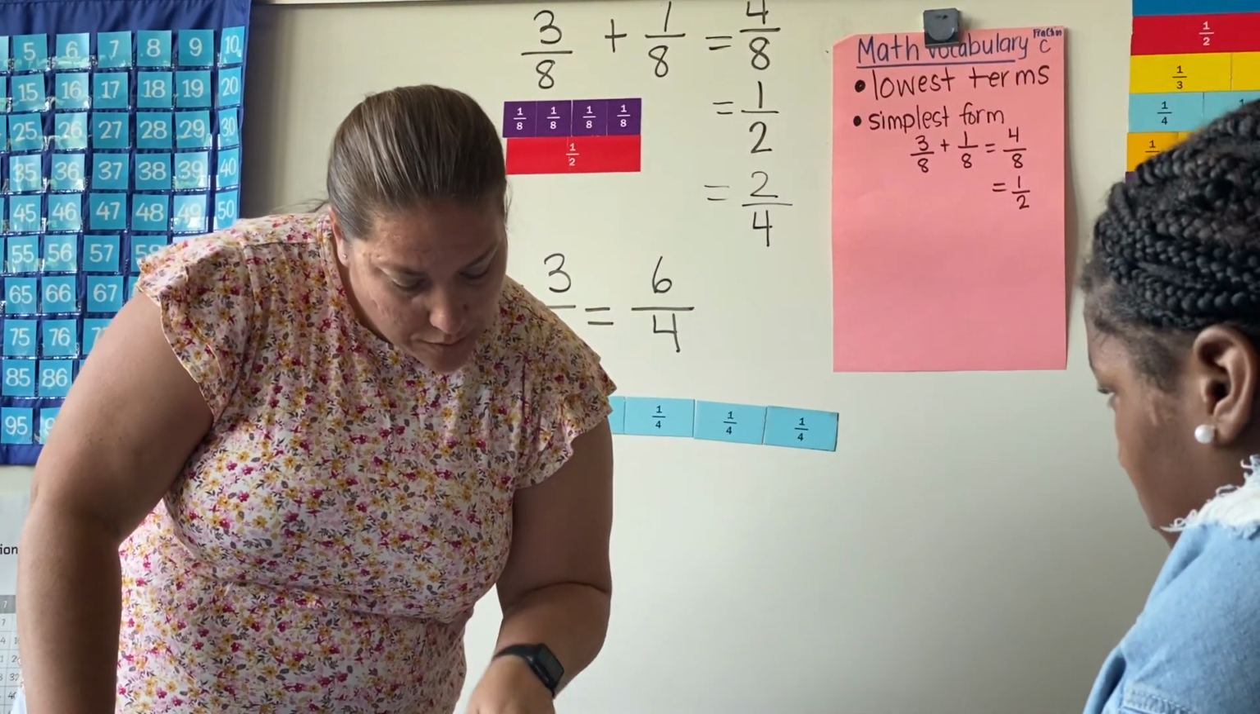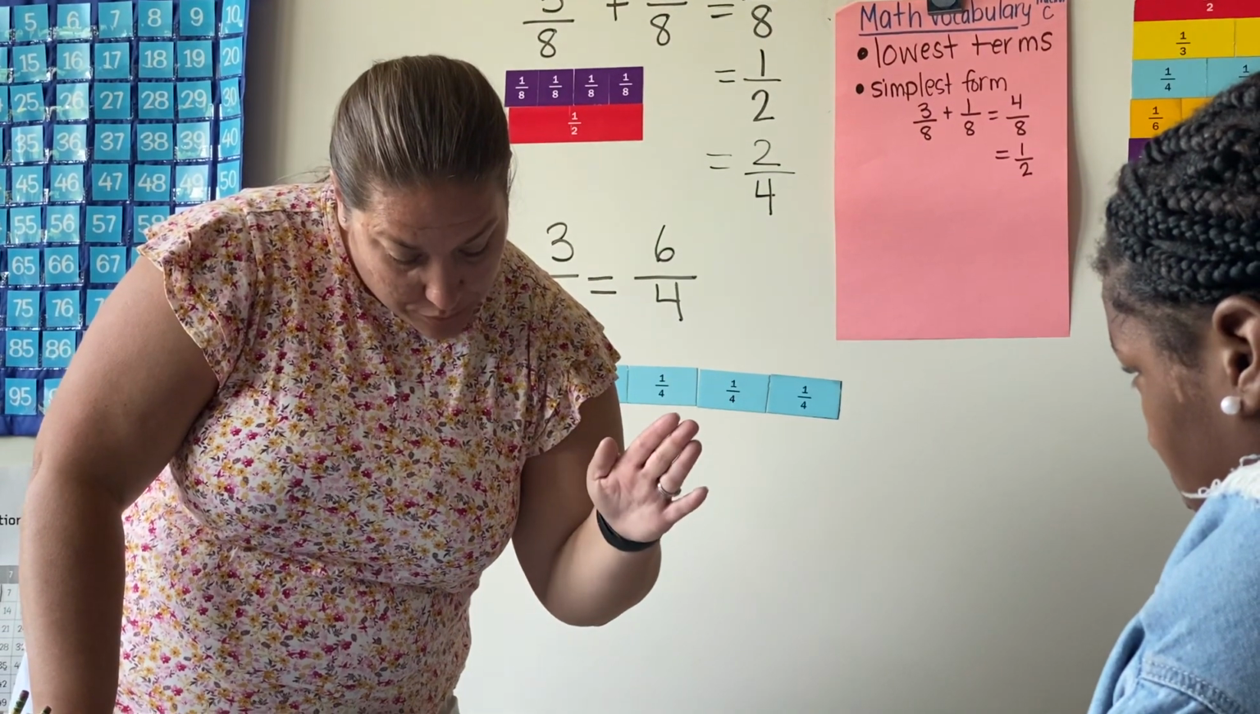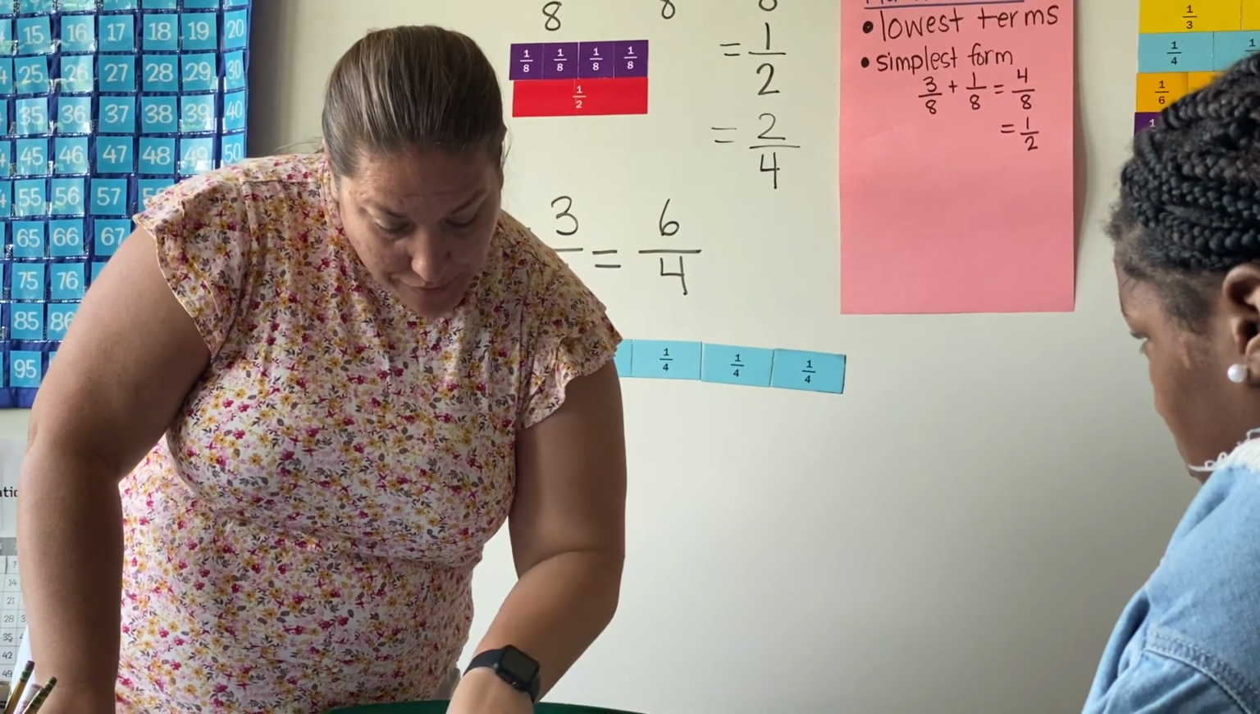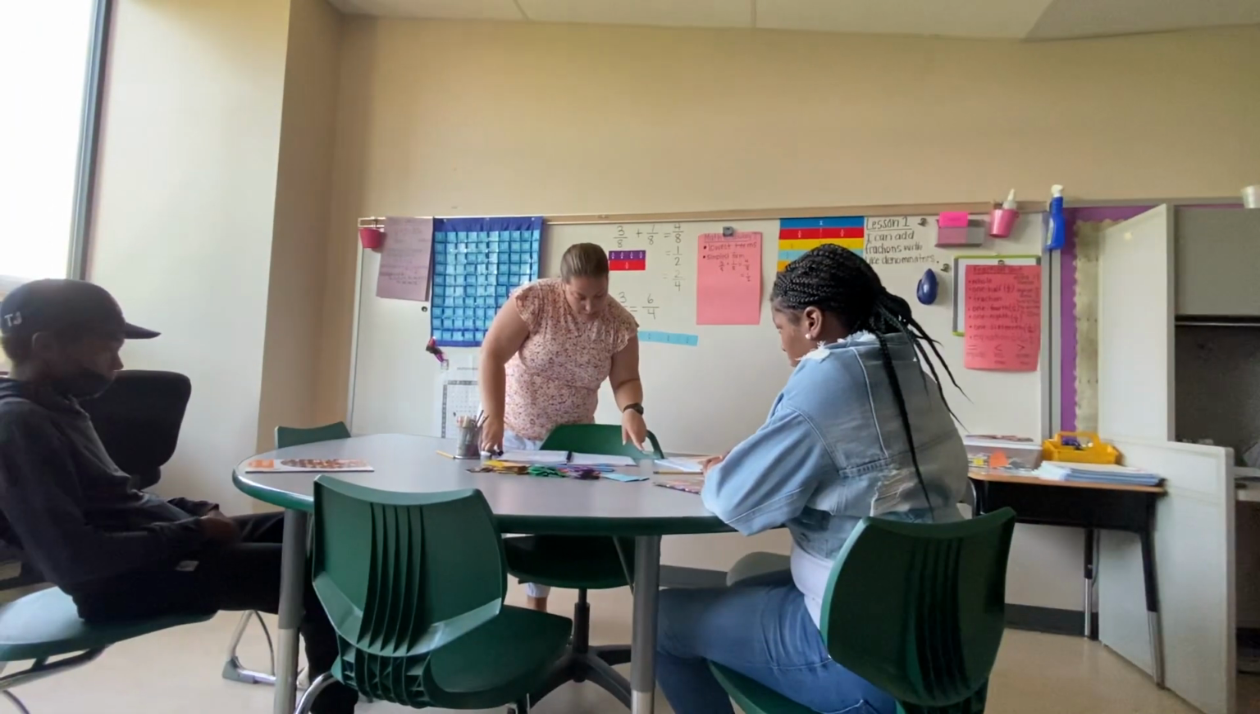But how can we make? Oh wait. Oh, it wants us to do something different. Okay, well, we did that. We just went ahead. Okay, that's fine. So we have 6/4. Very good. Can we make?